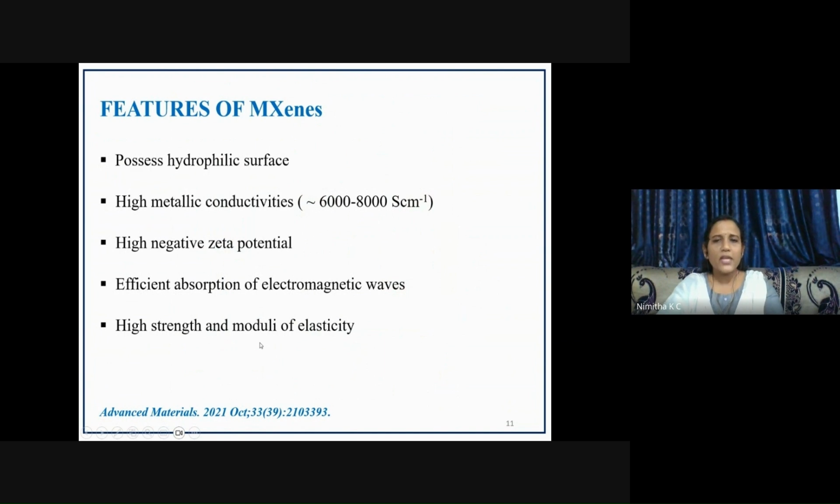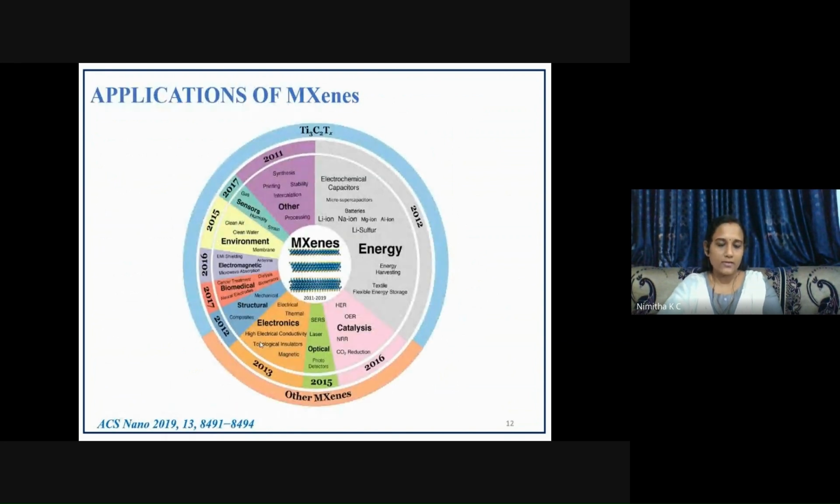MXenes possess very unique properties, like hydrophilic surfaces. It may be mainly due to the surface functionalities like oxygen, F, OH that are produced during the wet chemical etching method. It possesses high metallic conductivity in the range of 6,000 to 8,000 Siemens per centimeter, and it possesses highly negative zeta potential. It shows excellent absorption of electromagnetic waves, so that it can be employed for EMI shielding applications, and it possesses high strength and moduli of elasticity.